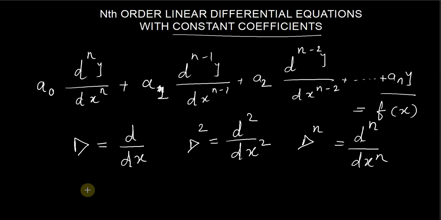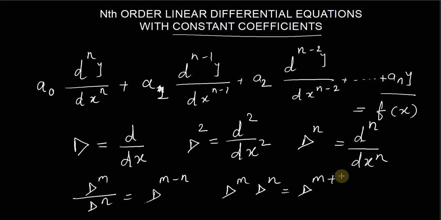For example, D raised to m divided by D raised to n, we can write this as D raised to m minus n. D raised to m into D raised to n, we can write this as D raised to m plus n and so on. When we solve problems, we'll further see the algebra of operator D.